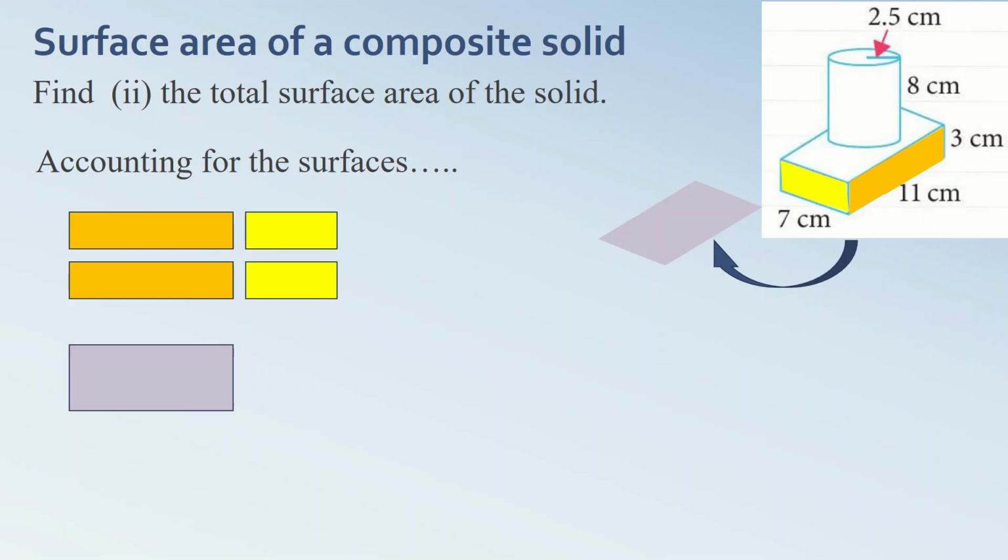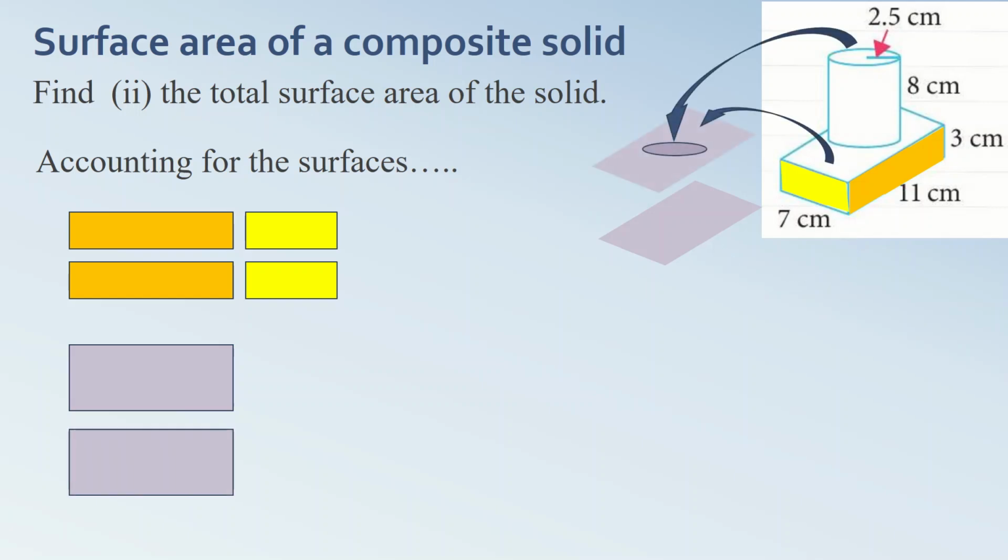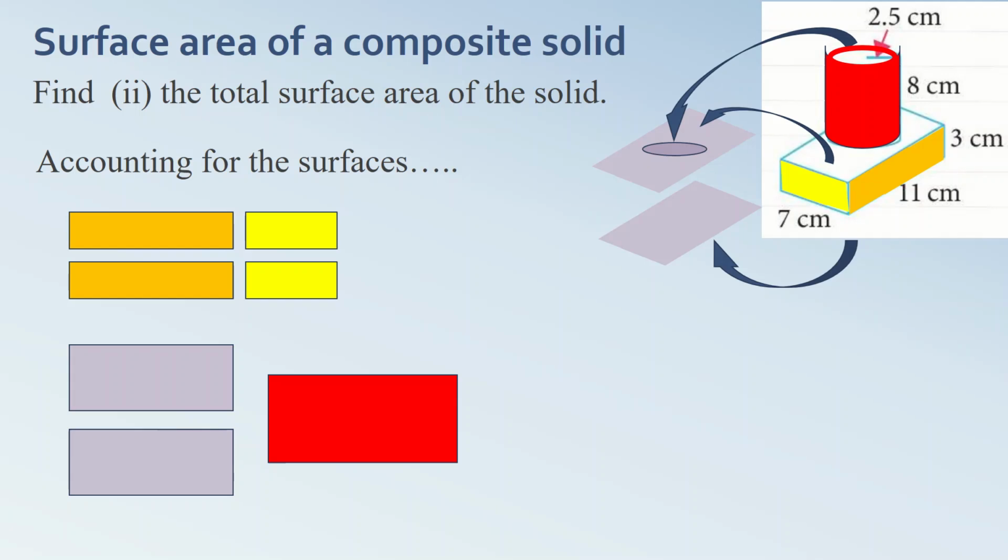One purple rectangle accounts for the bottom face of the cuboid. Notice that the top face of the cylinder and the top unblocked surface of the cuboid contributes one purple rectangle. Finally, the red rectangle accounts for the curved surface area of the cylinder.